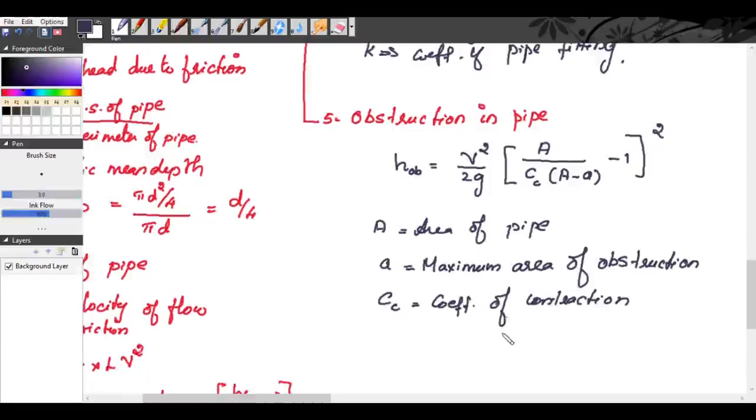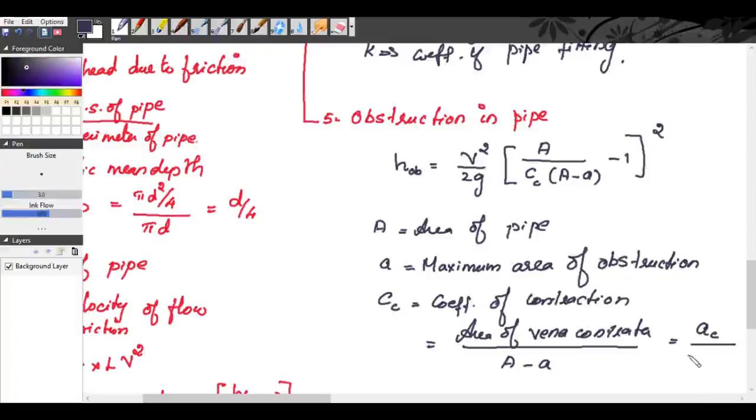And this Cc, coefficient of contraction, will be equal to the area of vena contracta divided by A minus a, that is, the area of the pipe minus the area of obstruction. So you get the area of vena contracta as Cc divided by A minus a. Okay, so that is all about the losses in pipes.